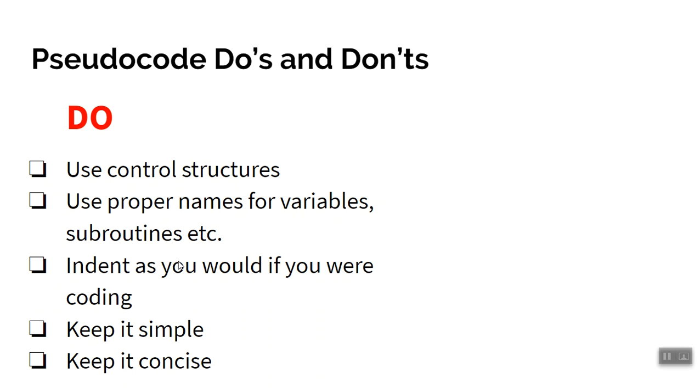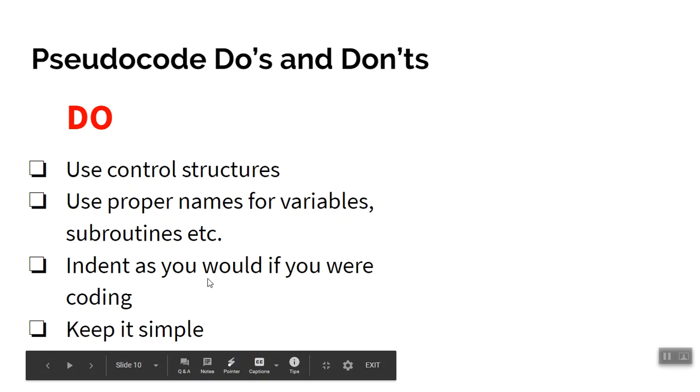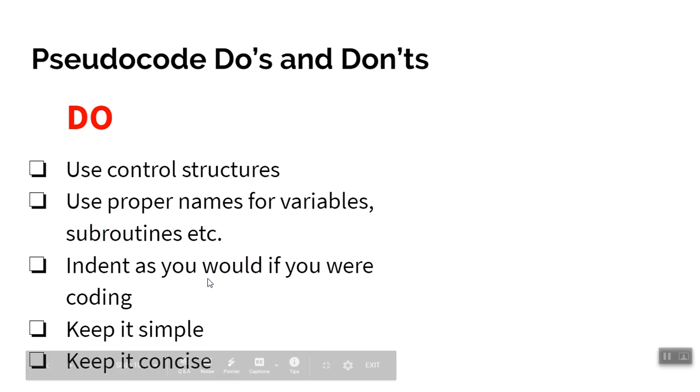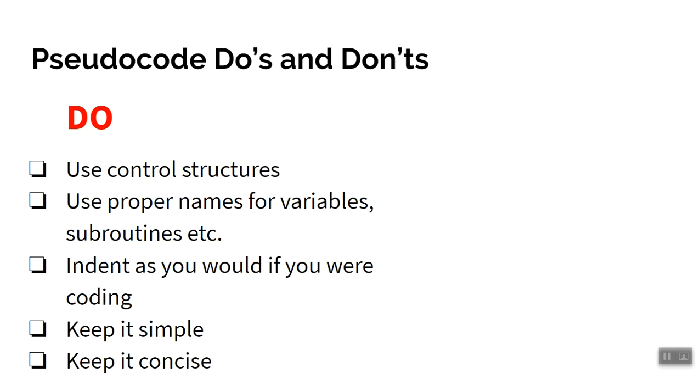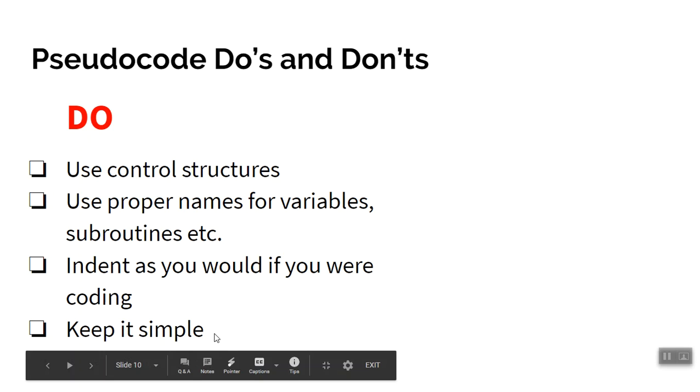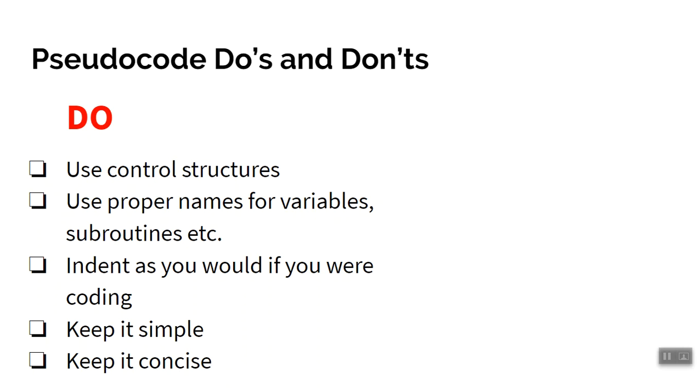That's really, really important. So if you're using Python, you're used to indenting for if statements and for loops, and you need to keep going with that, because first of all, it makes it much easier to read, and second of all, it's good practice. Keep it simple. The idea is you're writing something that's less complicated than the actual program, and keep it concise.